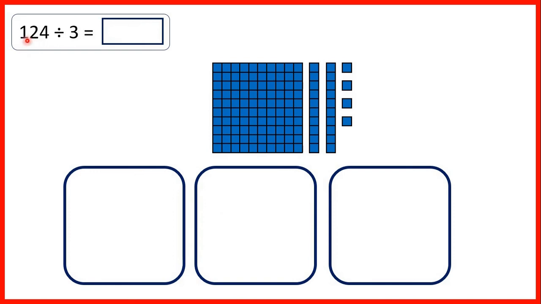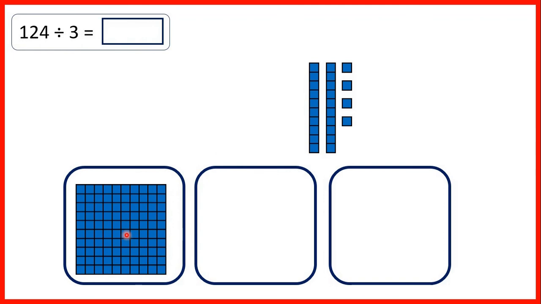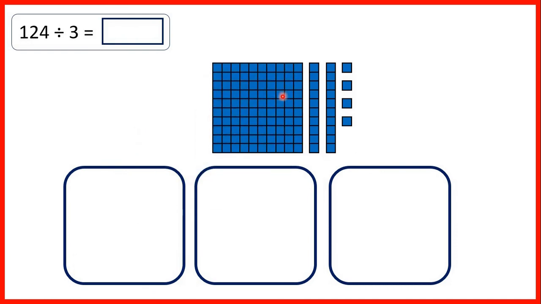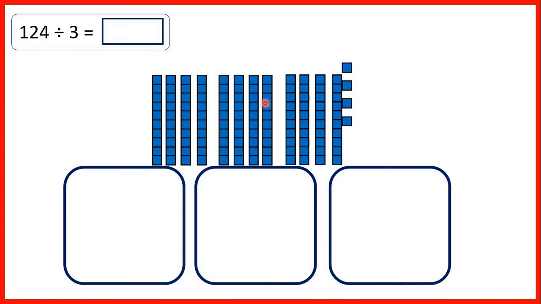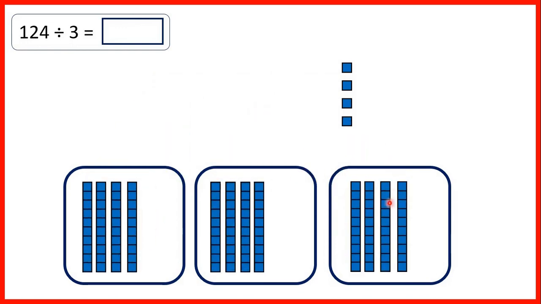Then we had 124, so 100, 2 tens and 4 ones, and we were dividing by 3. Now we can't share out this 100 block, because again, when we divide, we need to make equal groups. But what we can do is split our 100 into 10 tens. Then we can share out our tens to get 4 tens in each group.